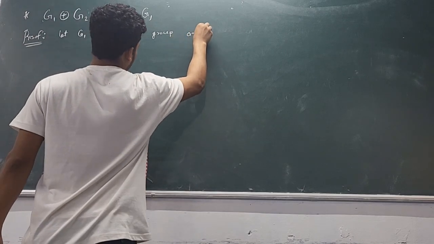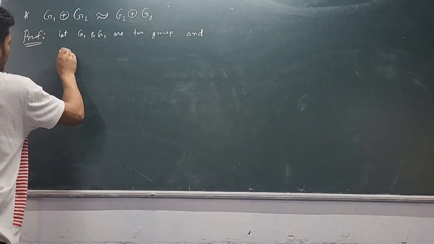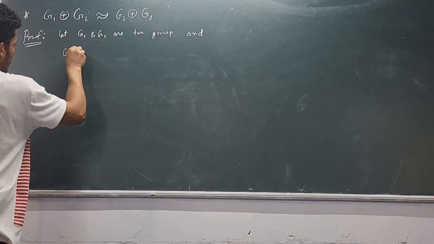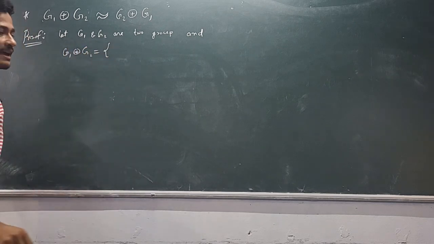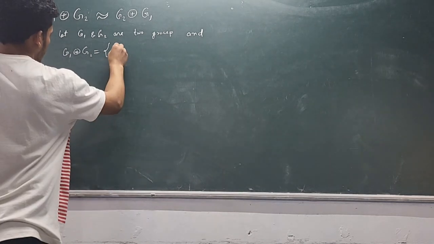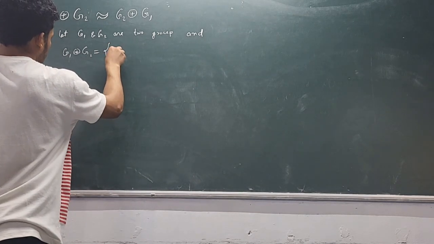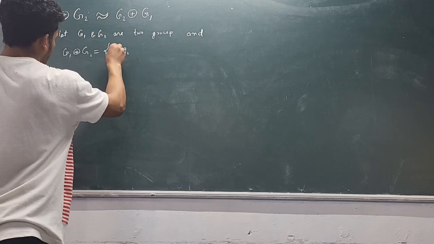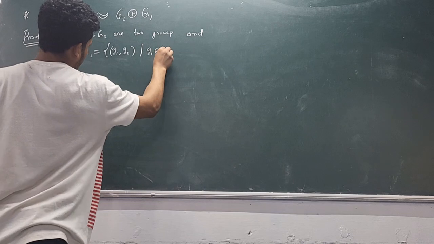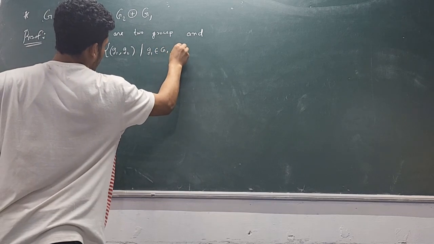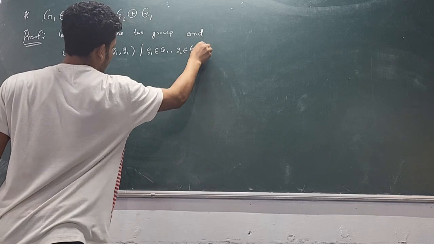And G1 external direct product G2 is the group defined as the set of (g1, g2) such that g1 is from the group capital G1 and g2 is from the group capital G2.